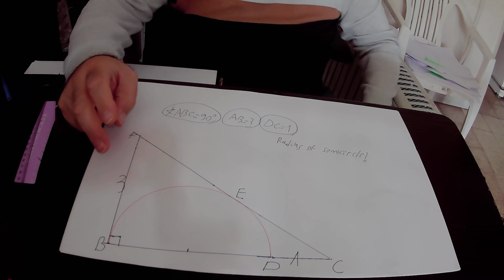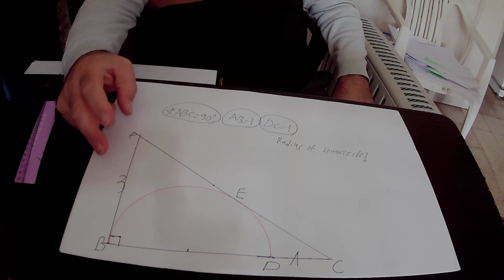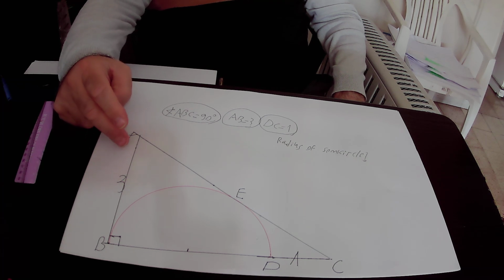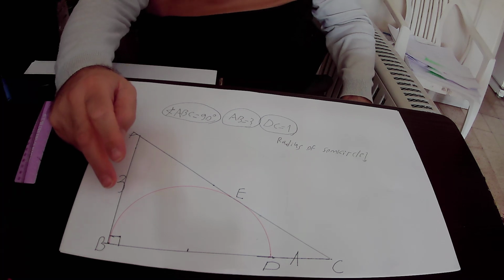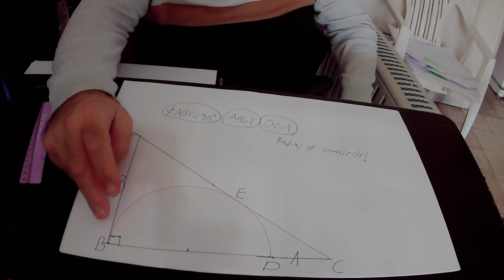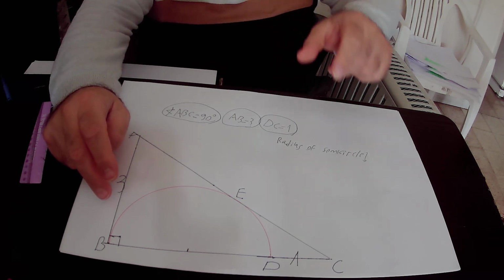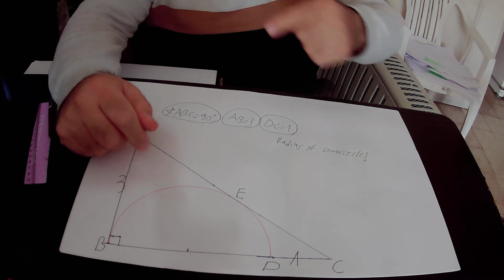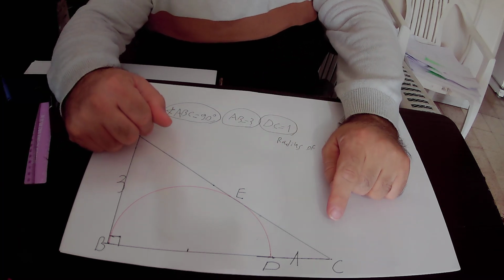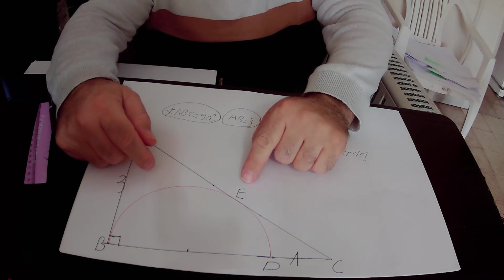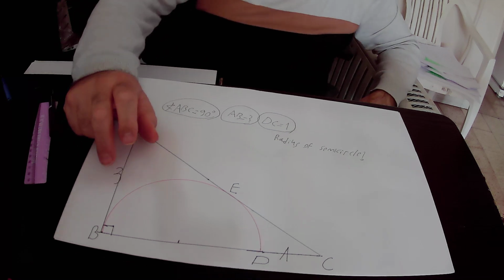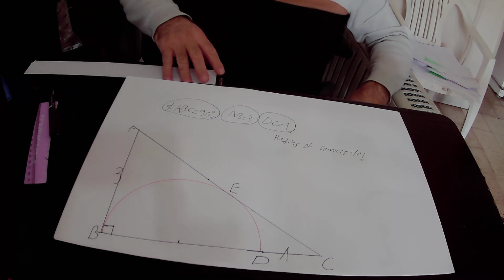We also know that side AB of triangle ABC equals 3 units, and side AB is also tangent to the red semicircle at point B, and also line segment DC equals 1 unit, and the hypotenuse AC is tangent to the red semicircle at point E, and we want to find out the radius of this red semicircle.